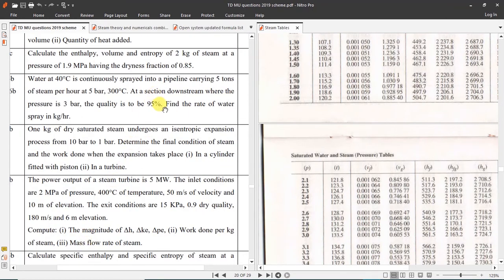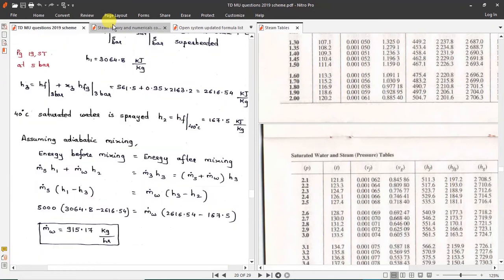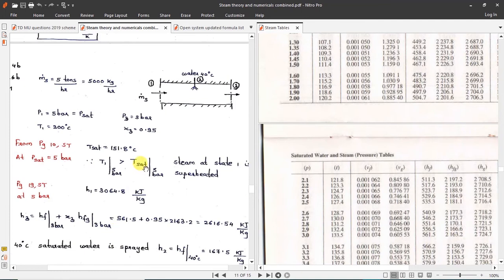Find the rate of water spray in kg per hour. So this is the rate in kg per hour. M dot W in kg per hour is 915.17 kg per hour. Now you can understand that. Again we will see the diagram now and understand the process, what happens exactly.